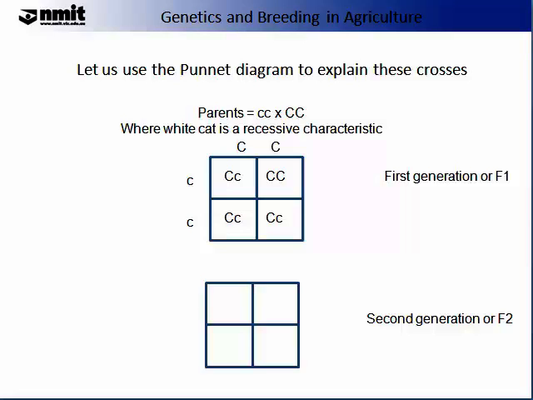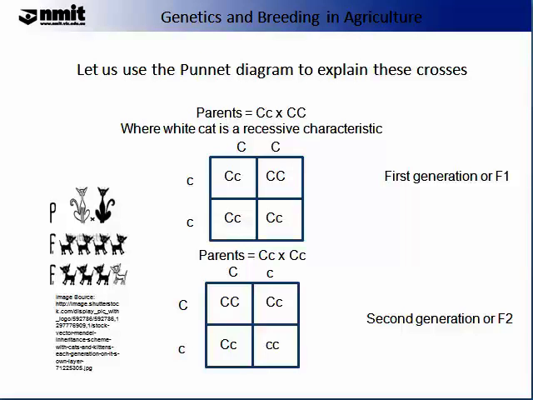Once you have calculated the offspring for the first generation, you will see that the most common genotype is a capital C and a lowercase c, or heterozygous for this trait. Now calculate the second generation, or F2 crosses, assuming that the parents are heterozygous.